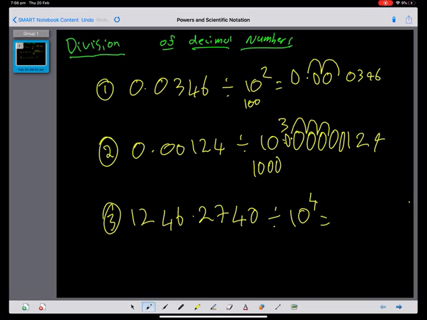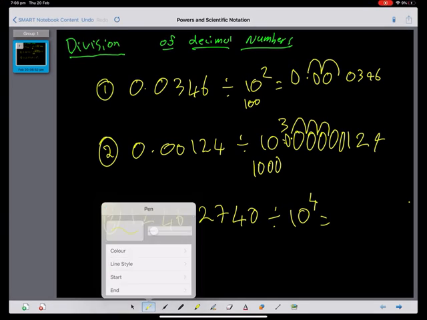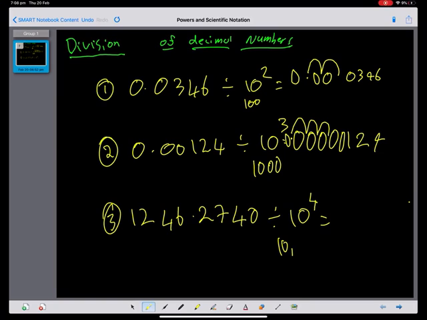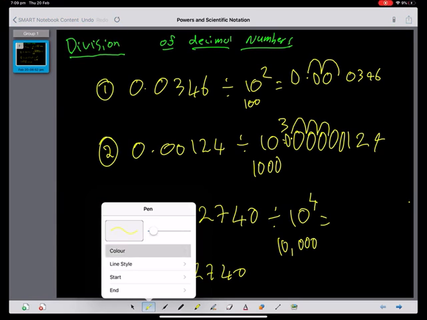Marvelous. Okay, so let's do the last one finally, which is 10,000. And let's write the number down below. 1246.2740, and it jumps 4 spaces. 1, 2, 3, 4. New decimal point goes there.